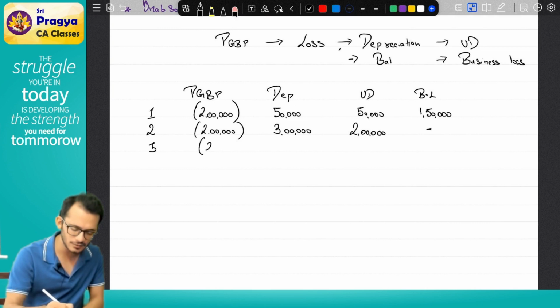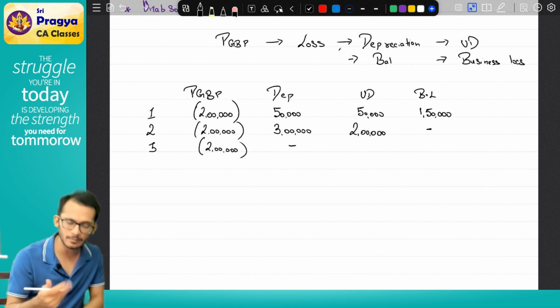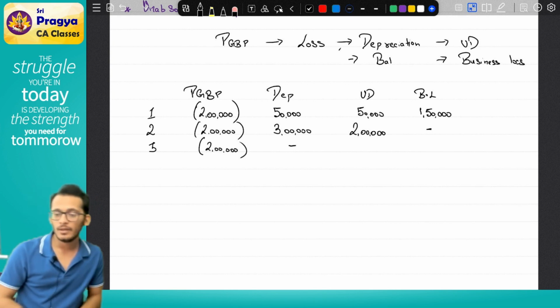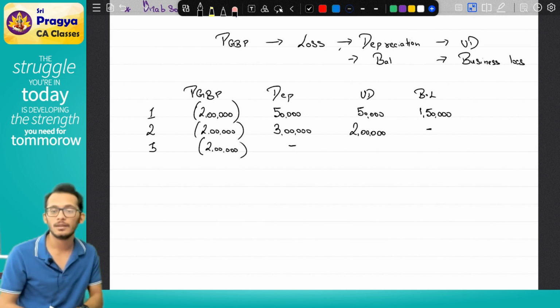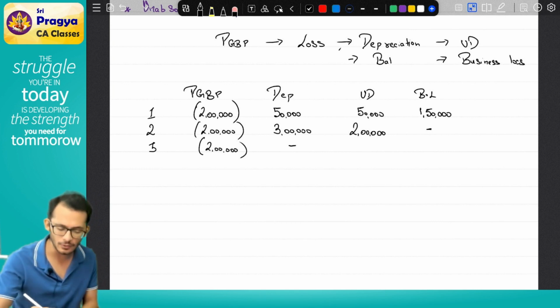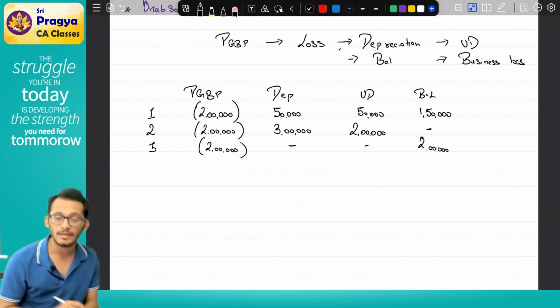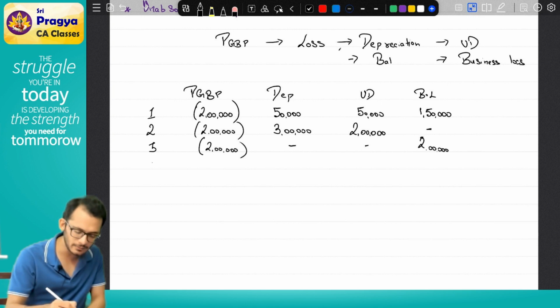My PGBP is 2 lakhs. Current year I claimed no depreciation. If I claim no depreciation, this 2 lakhs was fully because of business loss. So therefore UD will become 0. Business loss will become 2 lakhs. Yes or no? Yes. Rahul, case number 4.